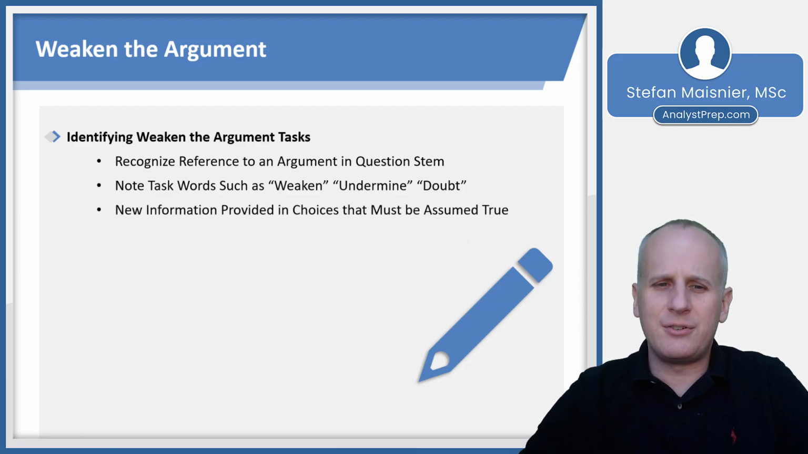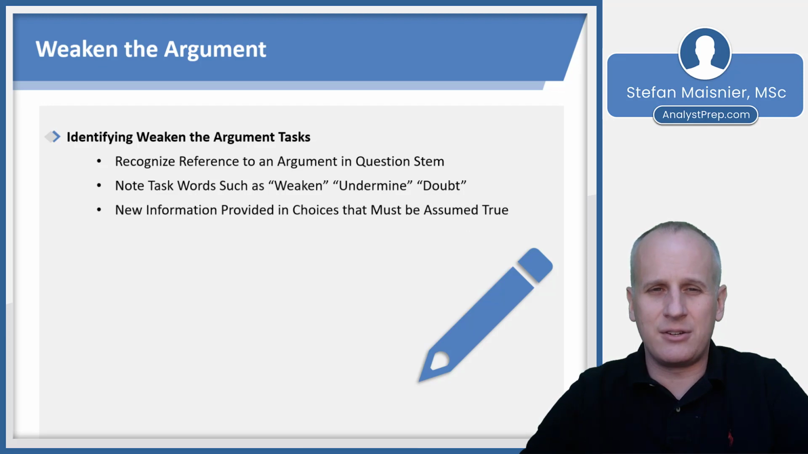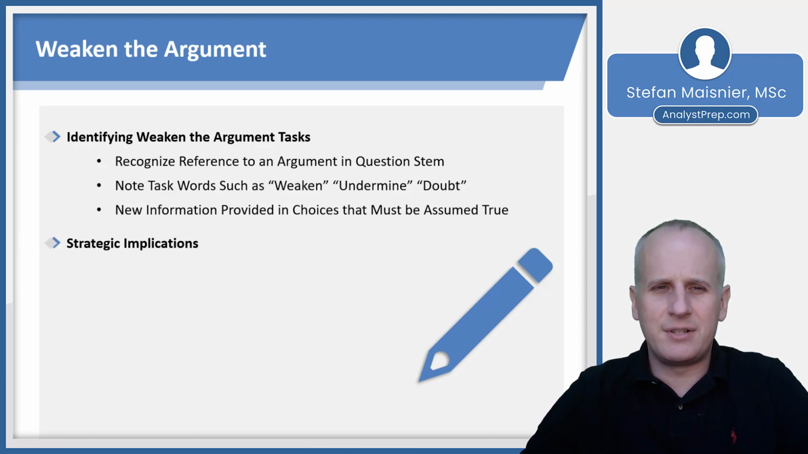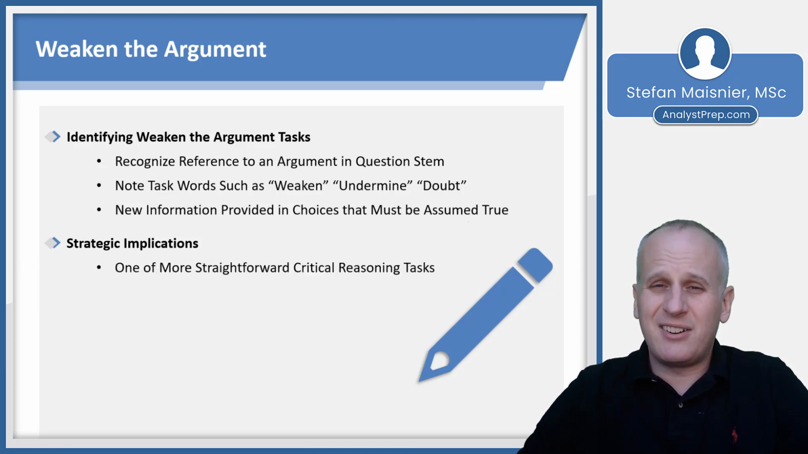And the answer choices will always provide new information to assume as true and determine the impact of that information on the conclusion. So if you see the literal phrase "if true," that also potentially is going to indicate that you're looking at a weaken the argument question, because you're looking for additional information that would make the conclusion seem less reasonable.